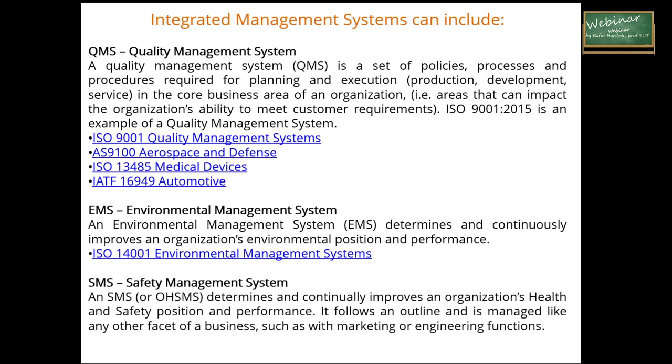Next is the safety management system, which determines and continuously improves an organization's health and safety position and performance. It is managed like any other key function of a business, such as marketing or engineering. So when we are talking about the safety management system, we are talking about our employees. It is an inside factor of the success of our business, because as you already know, the human resources of our business are one of the most important factors of its success. So the standard is ISO 14000 and ISO 18000, of course, also.